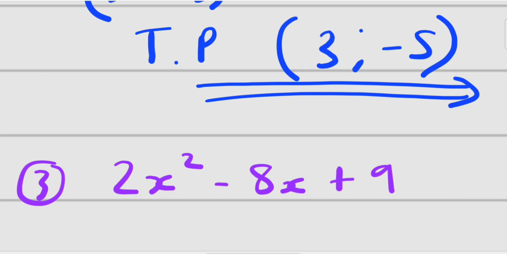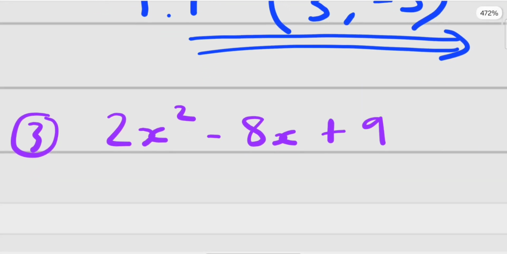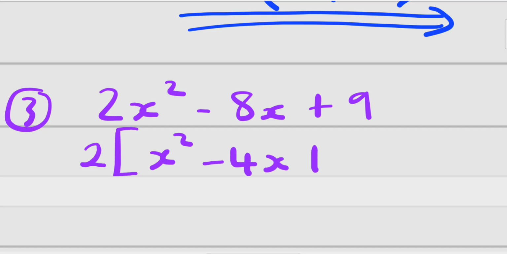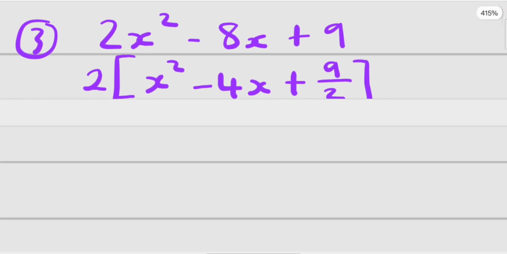And to make the coefficient of x squared 1, we're not going to divide everything by 2, but rather we're going to factor out 2, right? So we don't divide by the number that's next to x squared, or the coefficient of x squared, but we factor it out. So factoring 2 out here, we get 2, then we put square brackets. So this will be x squared minus 4x plus 9 over 2, like so.